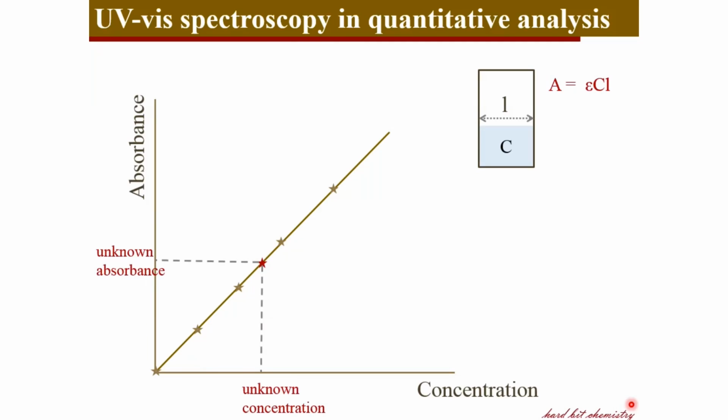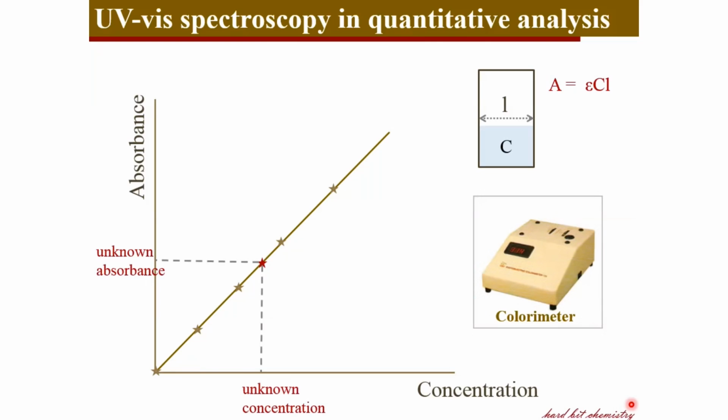In the first step, if the original compound is not absorbing in the UV visible region, you can conduct reactions and convert it into a compound which is absorbing in the UV or visible region. Then a set of standards is prepared and their absorbance is measured to get this calibration plot, and just by measuring the absorbance of the unknown sample, you can get the concentration from the graph. This is the procedure. And exclusively for colored compounds where you know the lambda max values, you can use a simpler device called a colorimeter, which measures the intensity of the colors.